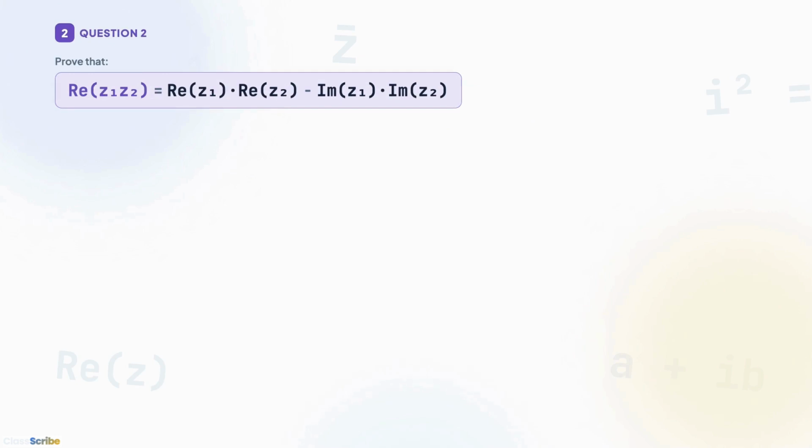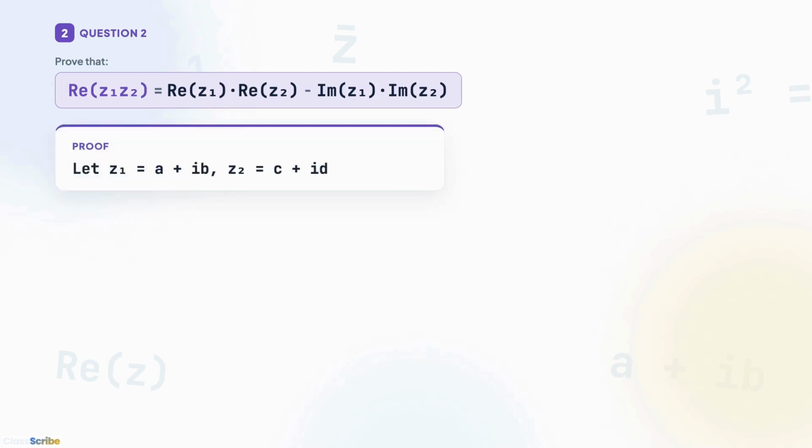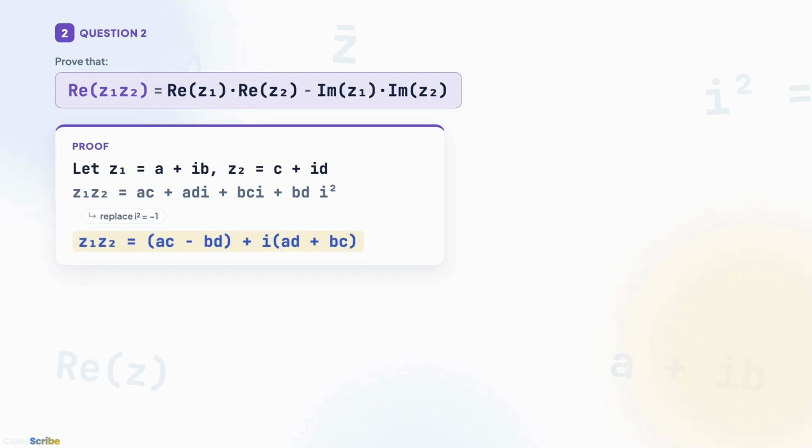Now let's solve question 2. We have to prove that the real part of z1 multiplied by z2 is equal to the real part of z1 multiplied by the real part of z2 minus the imaginary part of z1 multiplied by the imaginary part of z2. Assume z1 equals a plus ib and z2 equals c plus id. Multiply them using ordinary algebra. We get ac plus adi plus bci plus bd i square. Replace i square by minus 1. This becomes ac minus bd plus i times ad plus bc.